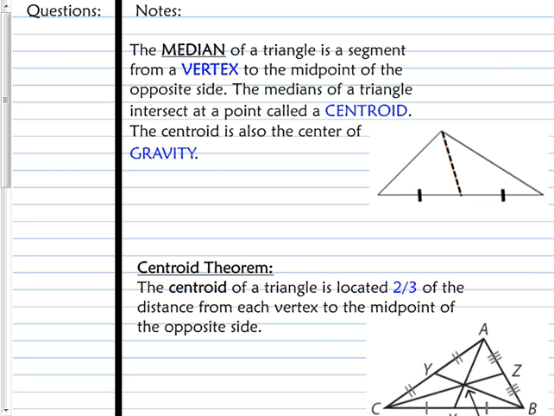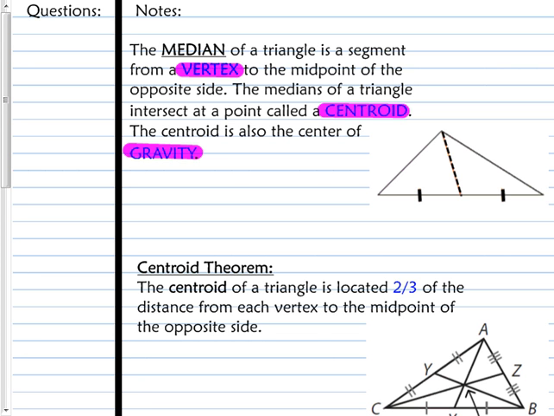So first up, the median of a triangle is a segment from a vertex to the midpoint of the opposite side. So it's from a vertex to the midpoint of the opposite side. The medians of a triangle intersect at a point called the centroid, and the centroid is also known as the center of gravity. So here's an example of a median.